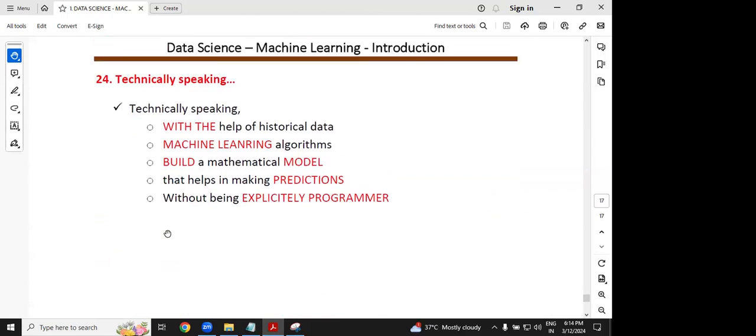Now, this is a bit important. Please focus on this one. Technically speaking, let us read one more time. With the help of historical data, machine learning algorithms create a model. Model means background formulas. With the help of historical data, ML algorithms create a math model. Why are these models created? To do prediction without being explicitly programmed. You don't need to write a program. I can cover what that means later.